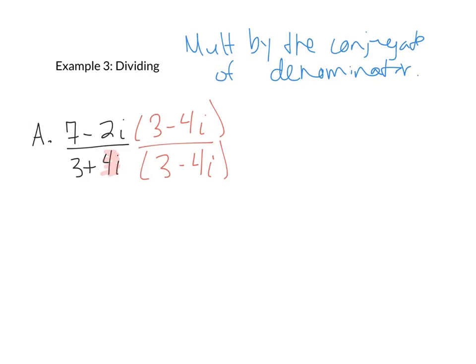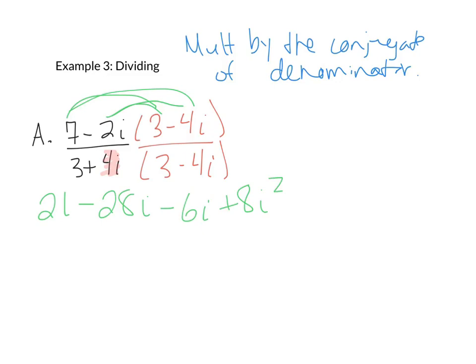So let's FOIL. So 7 times 3, that gives us 21. 7 times negative 4i gives us negative 28i. Negative 2i times 3 gives us negative 6i. Negative 2i times negative 4i gives us plus 8i squared. So that's the top. On the bottom, let's see, we've got, let me change pen colors.